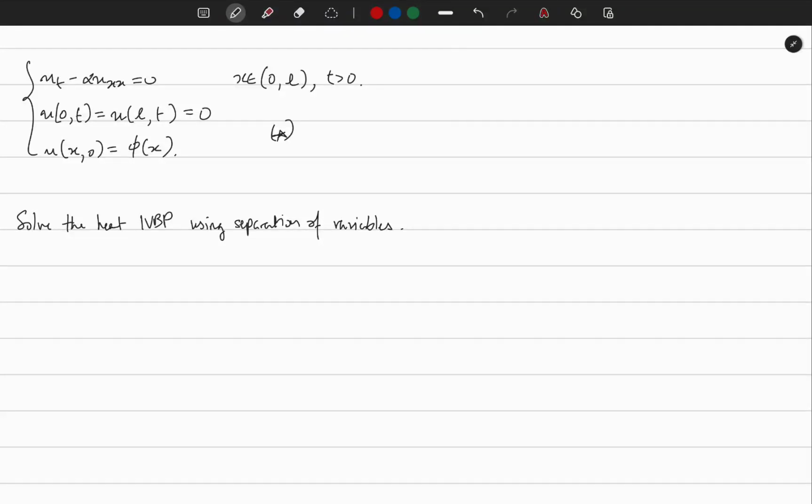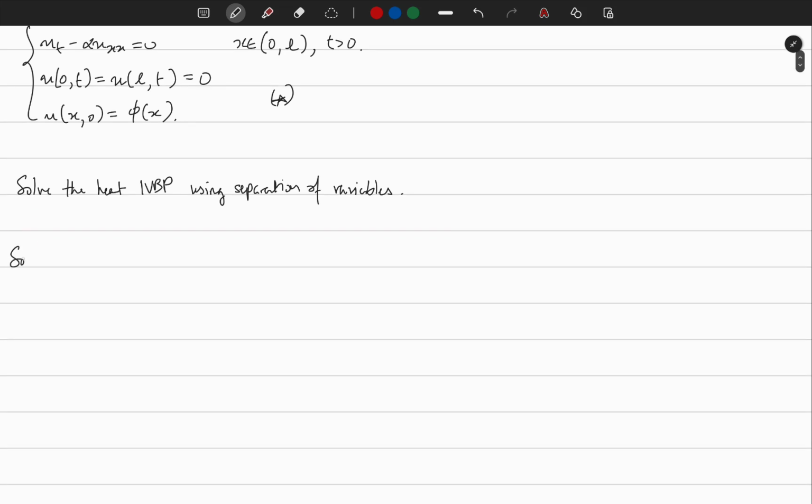Hi guys. So in today's video, we are going to be solving the heat IBVP using separation of variables. Notice that we have Dirichlet boundary conditions that are homogeneous. So to get started, separation of variables tells us to assume that the solution u(x,t) is equal to a product of two functions, a function of x and a function of t, in order for us to find a way to degenerate the PDE into two ODEs.